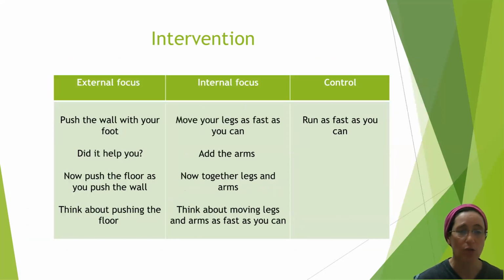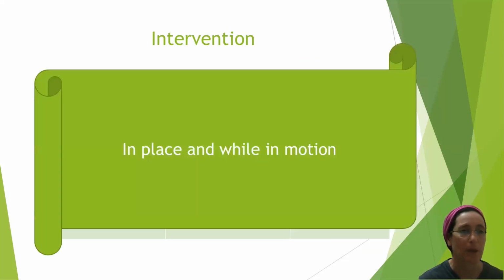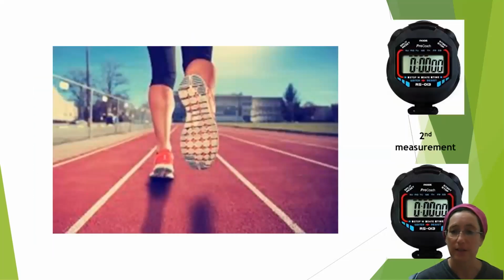The control group didn't have very specific instructions. We just told them to run as fast as they can. They tried the technique in place and then while in motion. Then we made the second measurements.